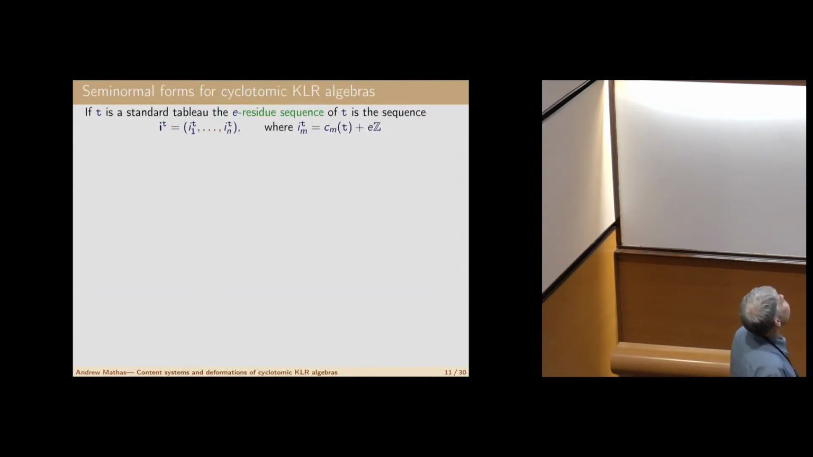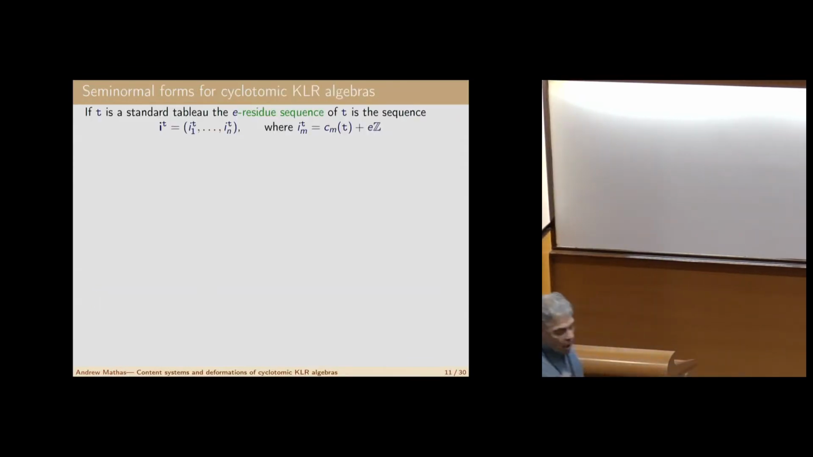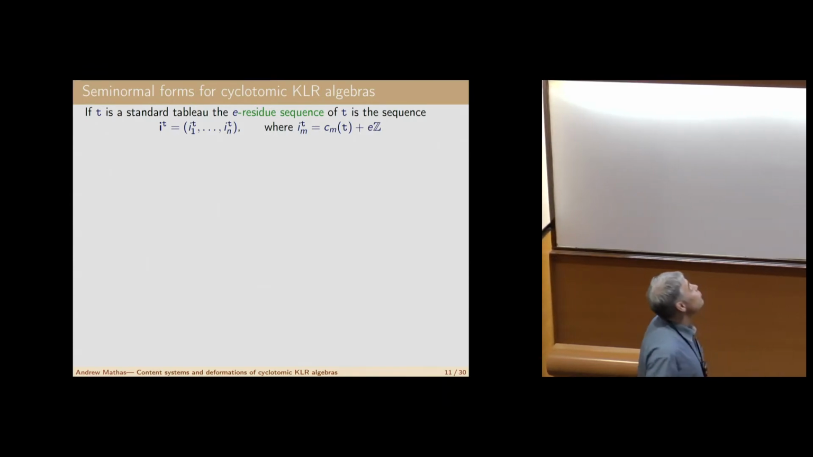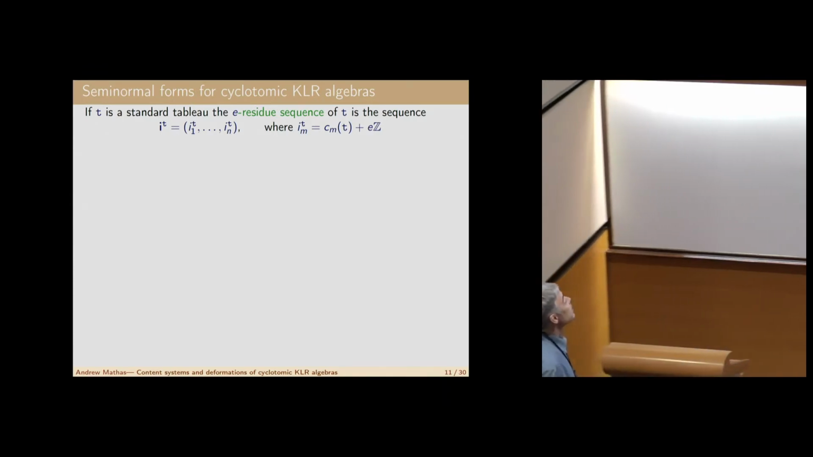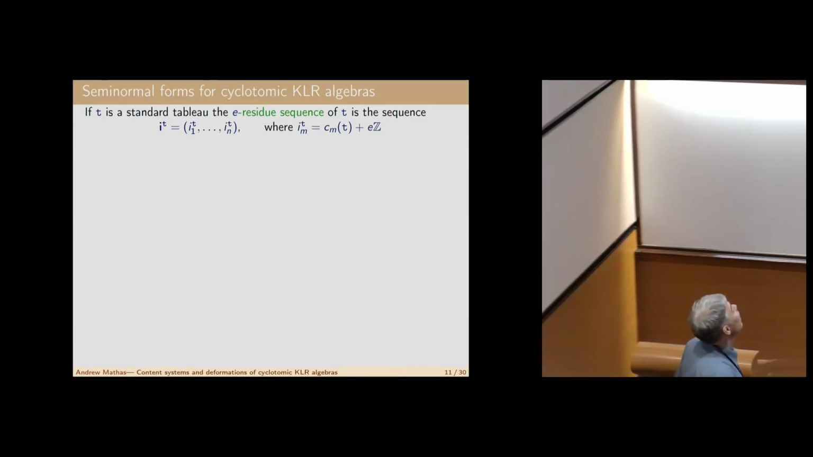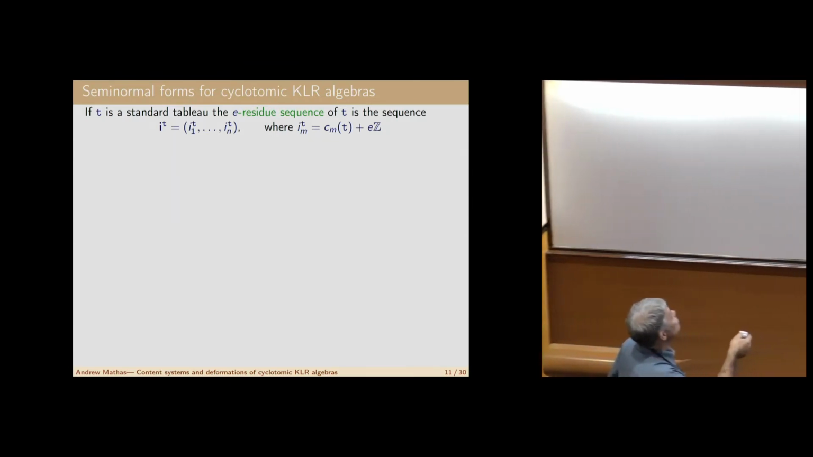Okay. So I want to try and convince you seminormal forms are the right thing to do in the KLR world. So what do seminormal forms possibly look like in this setting? If I take a set of tableaux, I defined contents before. If I just reduce the contents mod E, where E is any integer bigger than 1, then I can write down a residue sequence in this way.